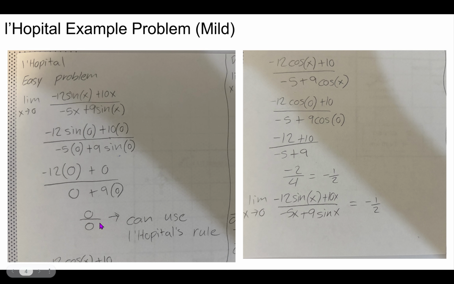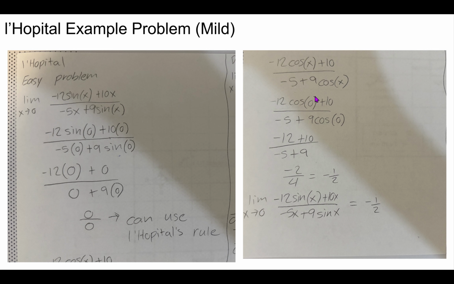Since this is an indeterminate form, we can use L'Hopital's rule. So by applying L'Hopital's rule to this problem, we have to take the derivative of the top and bottom functions. So then this gives us, for the numerator, our new numerator, negative 12 cosine of x plus 10. And then our new denominator is negative 5 plus 9 cosine x. So now we are finding the limit as x goes to 0 for this new function.